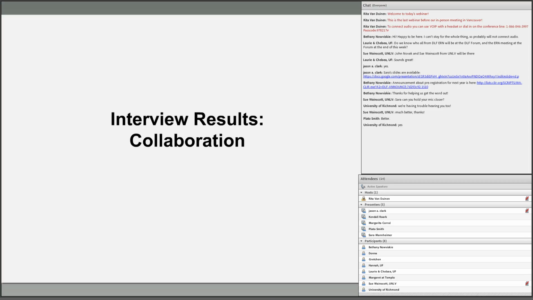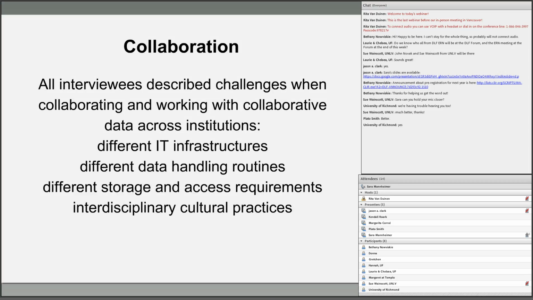We also found from the interviews that our researchers are collaborating a lot. All of our interviewees said that they collaborate with other campuses and other institutions, and they described some challenges that were inherent in these collaborations, especially when working with data and collaborating using data. There are different IT infrastructures at each institution, different data handling routines, different storage and access requirements, and different cultural practices as you work interdisciplinarily.